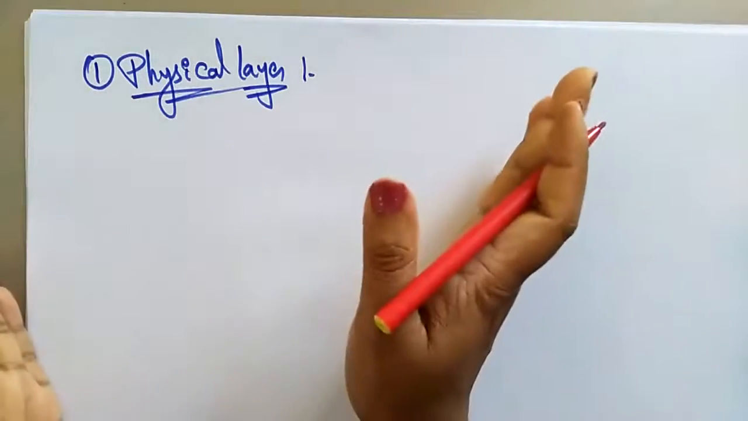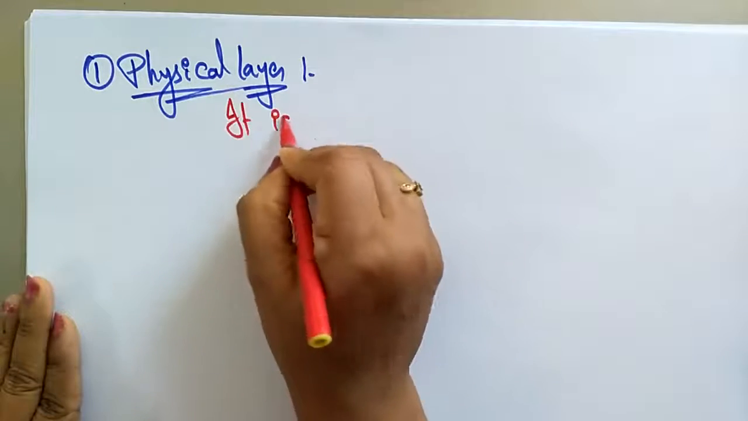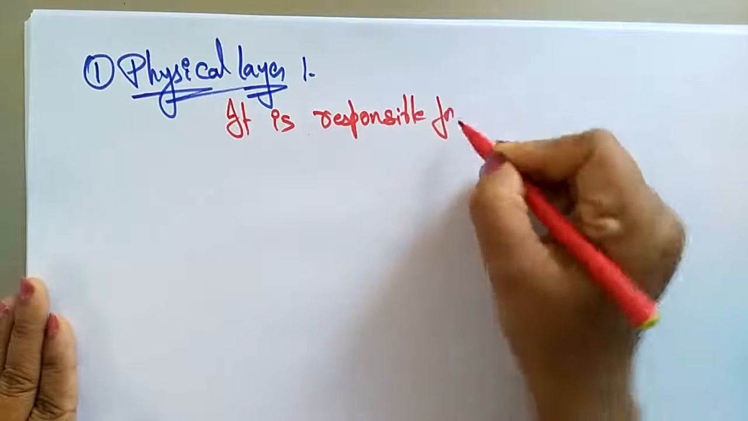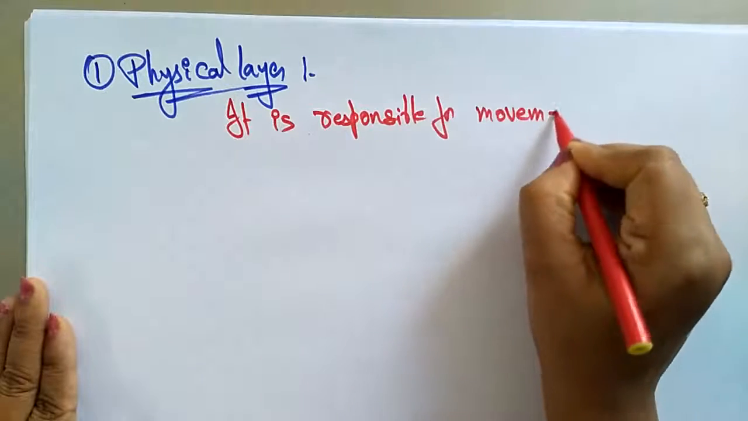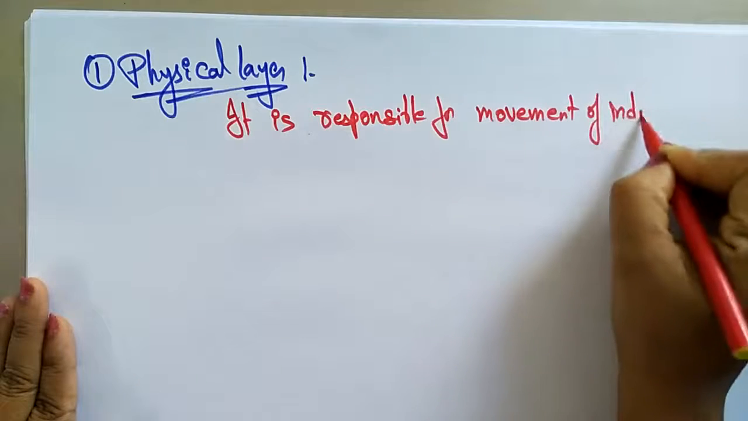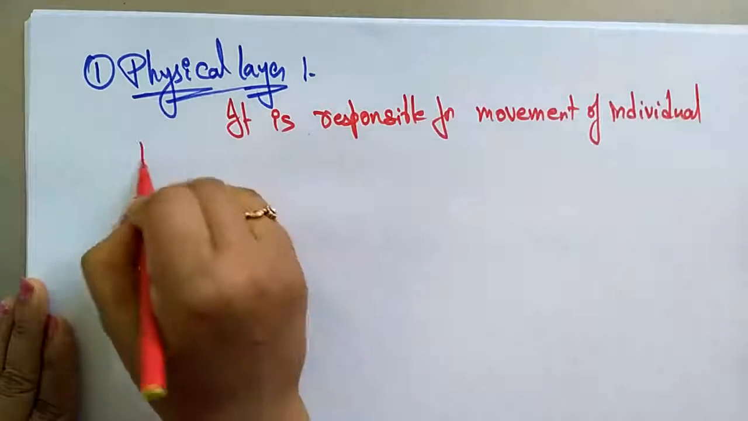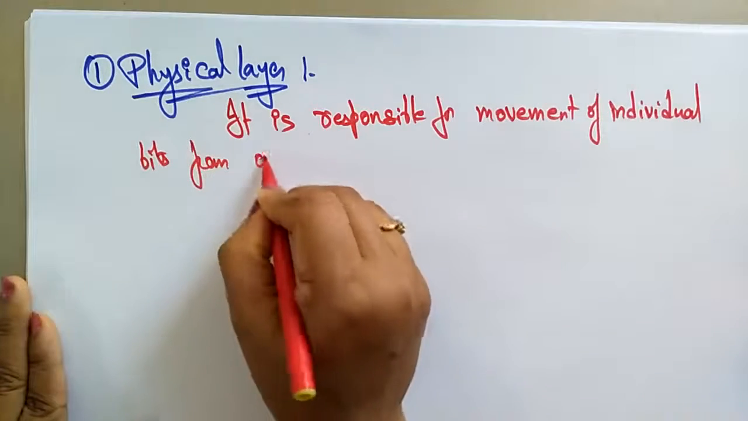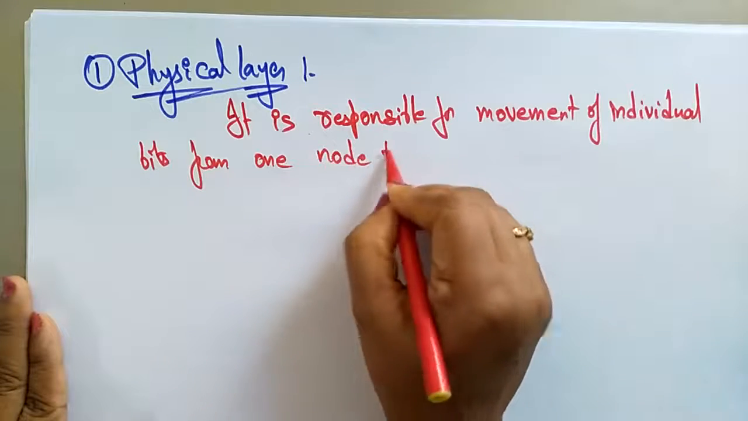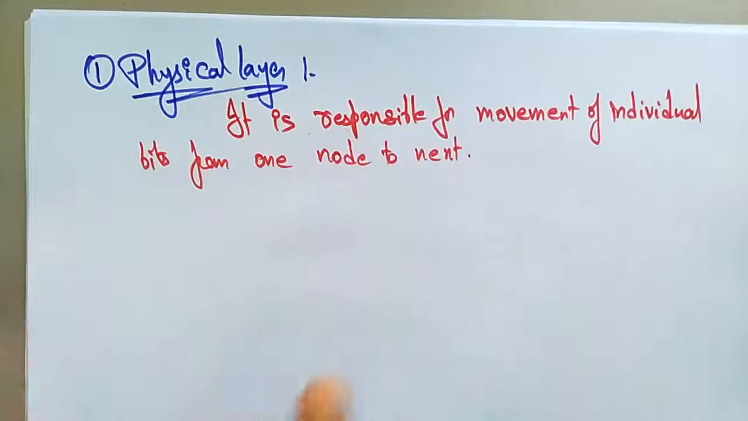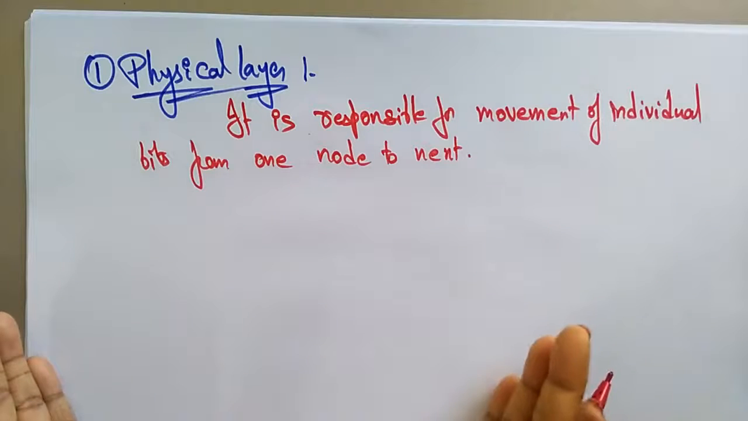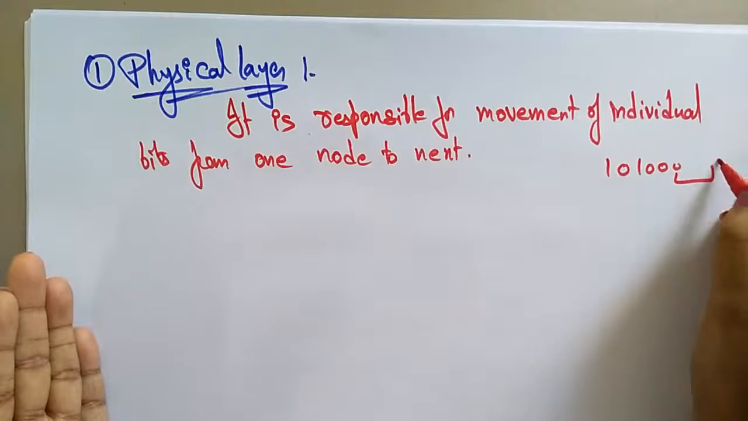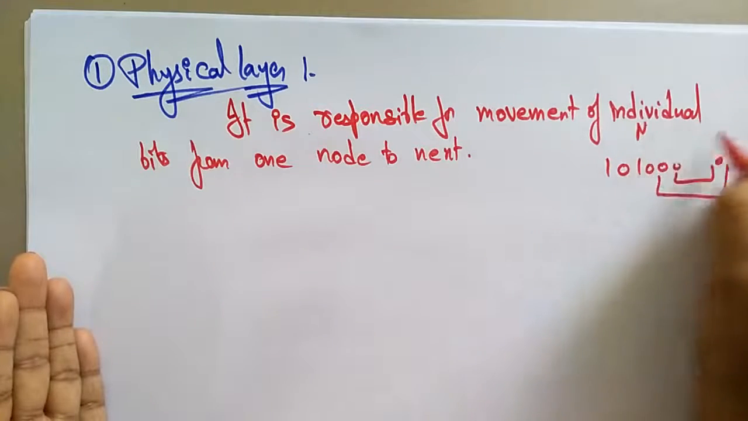What is the use of the physical layer? It is responsible for the movement of individual bits from one node to the next node. The main responsibility of the physical layer is just the movement of individual bits, meaning ones and zeros. Whatever the individual bit is, it is going to move from one node to another node.